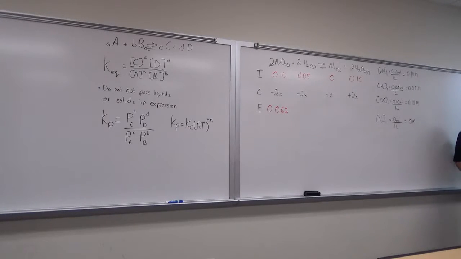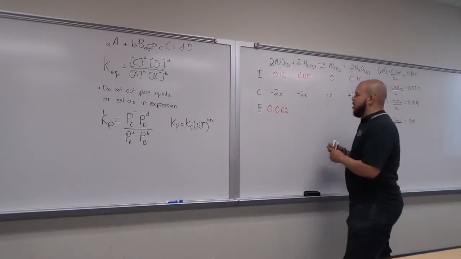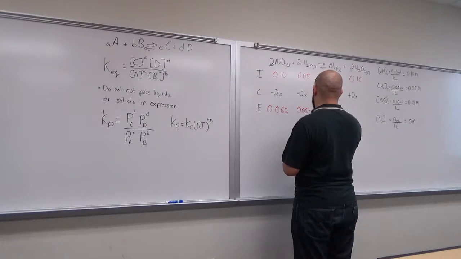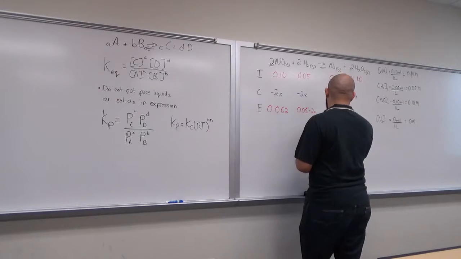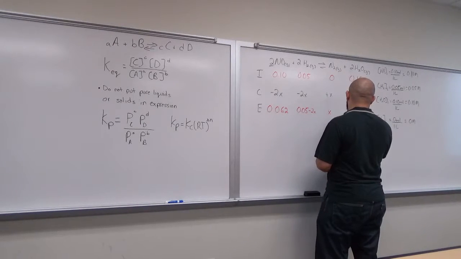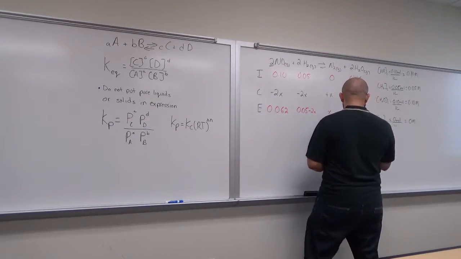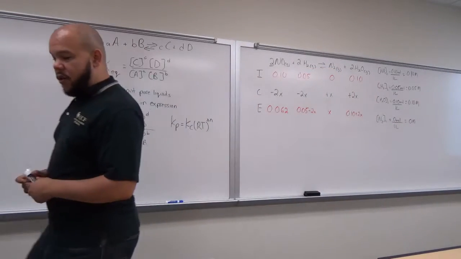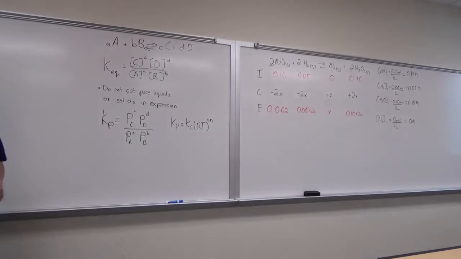Okay, so if we went ahead and set all these up, we would say 0.05 minus 2x, x, 0.10 plus 2x. Hopefully we see that. This is like ramping that question. That first question was basic. This is kind of ramping it up, but this is more the speed of what you need to be able to do.